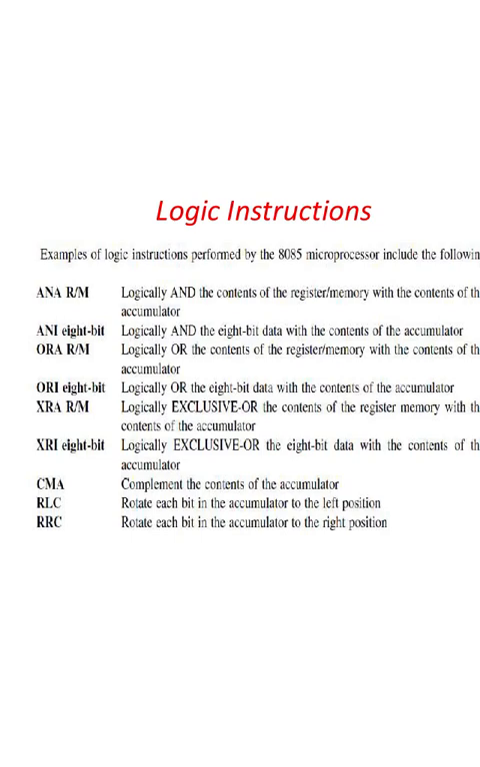ORI 8-bit: logically OR the 8-bit data with the contents of the accumulator. XRA R/M: logically XOR the contents of the register or memory with the contents of the accumulator. XRI 8-bit: logically exclusive OR the 8-bit data with the contents of the accumulator. CMA: complement the contents of the accumulator. RLC: rotate each bit in the accumulator to the left position. RRC: rotate each bit in the accumulator to the right position.